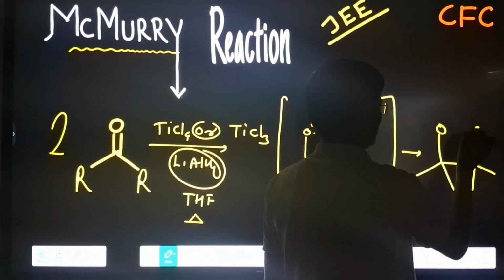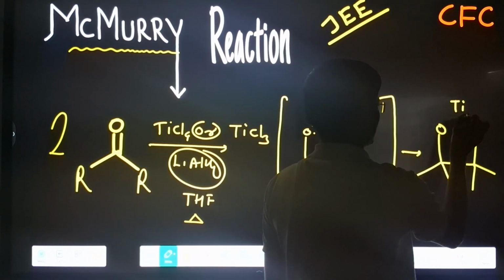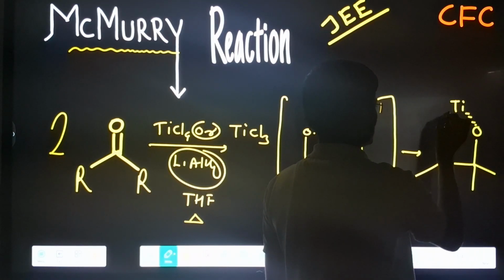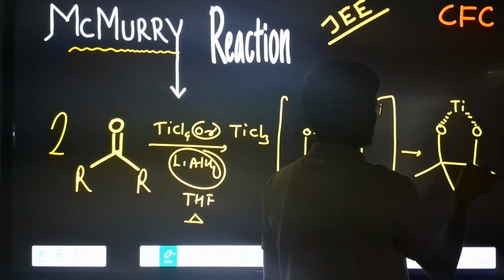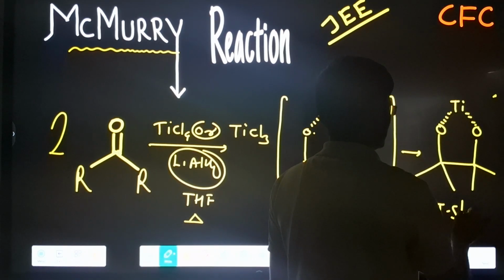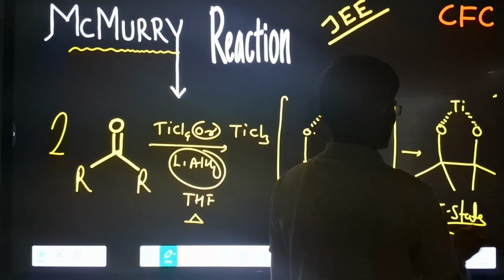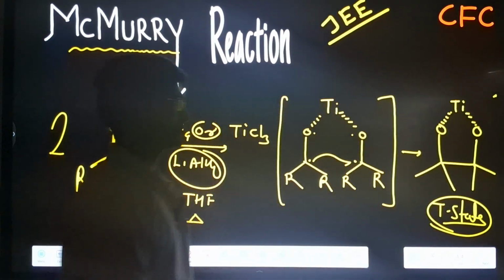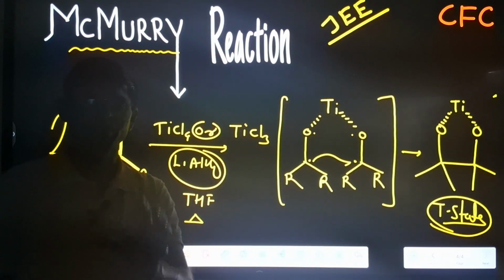Here the formation of O and O, and this is our titanium atom. It exists in how many member transition state? This is 1, 2, 3, 4 and 5. A 5-member transition state is generated. What is the transition state? A 5-member transition state is formed.